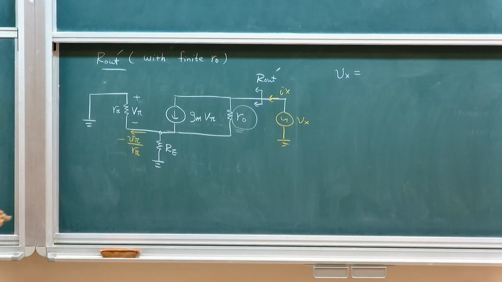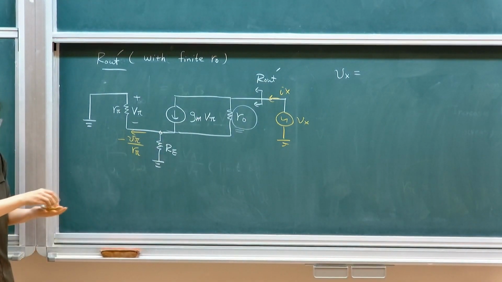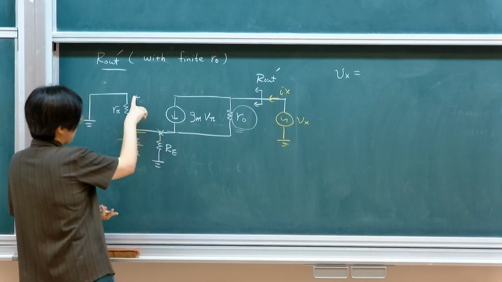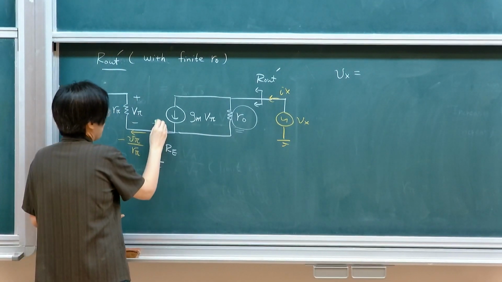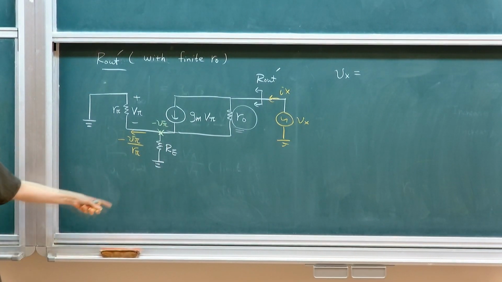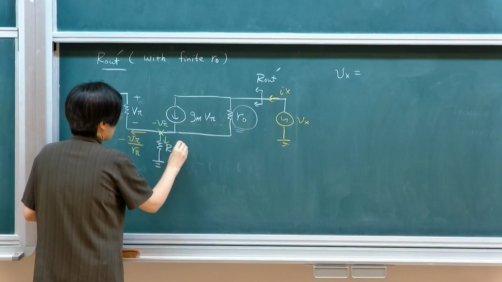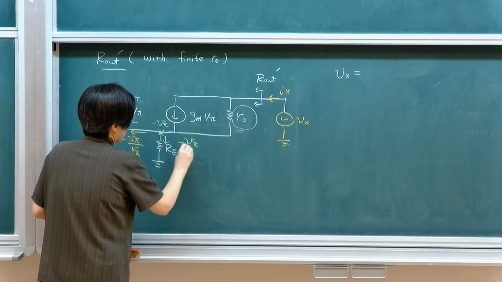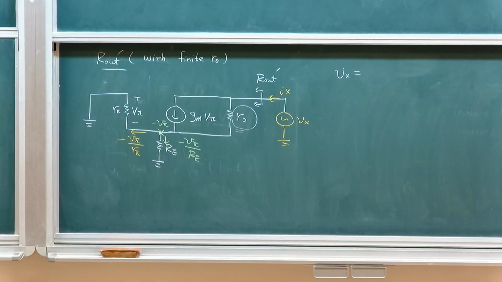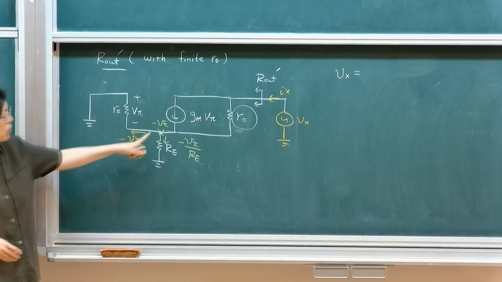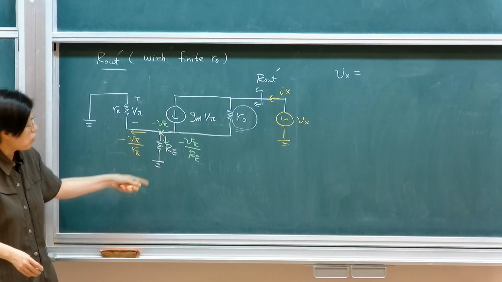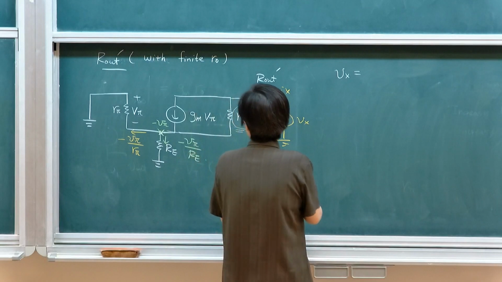Okay? And what about this branch? I already know that because this is 0, this voltage is minus V pi. Therefore, the current passing through the emitter resistor is minus V pi over RE. Okay? So I already know this voltage, and I already know the overall branch current at this terminal.